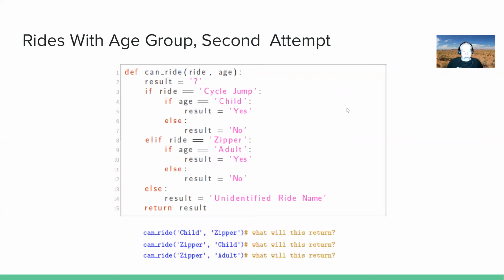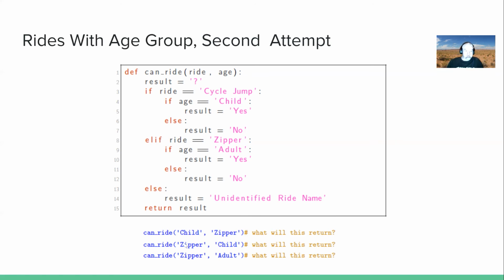So instead, you could do it this way, where effectively you're saying, is ride equal to cycle jump? And then within that if, you add another if, which tests whether the age is child. Yes, else, no, right? And so you're first asking if the ride is cycle jump. Yes. Then you go through here. If it's no, then you immediately skip to this one. Is ride equal to zipper? Yes or no, so on and so forth, right?